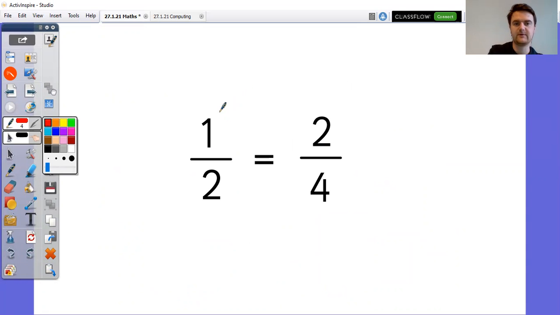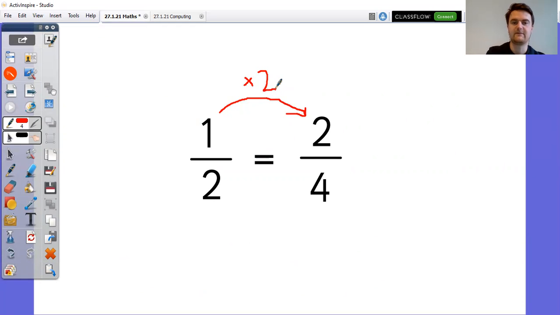But when we're finding equivalent fractions, we always multiply or divide. Now, to get from 1 to 2, I have to multiply it by 2. Whatever I do to the numerator, I also have to do to the denominator. So I have to do the same thing to the denominator, and 2 times 2 gives us 4.